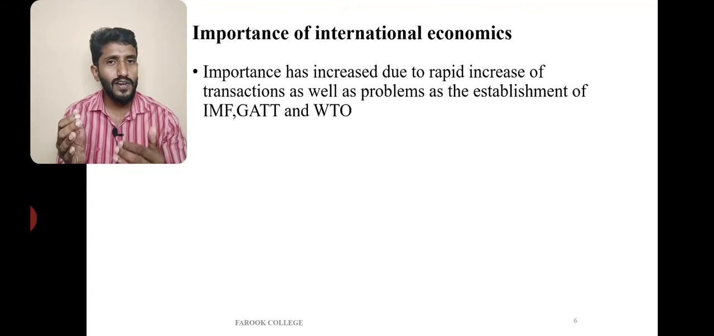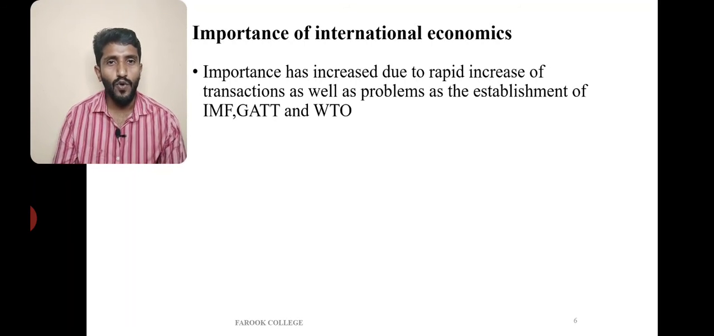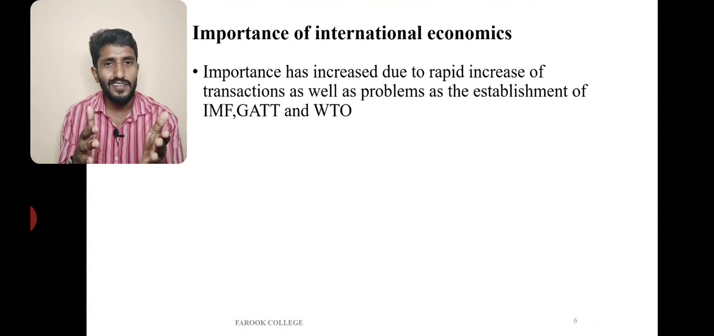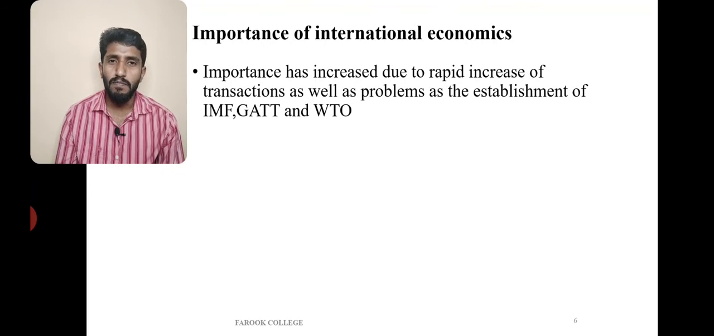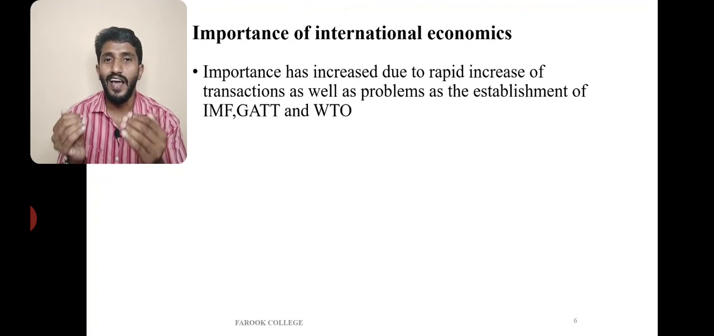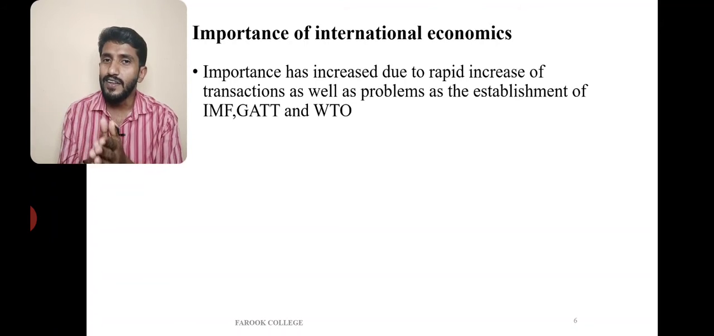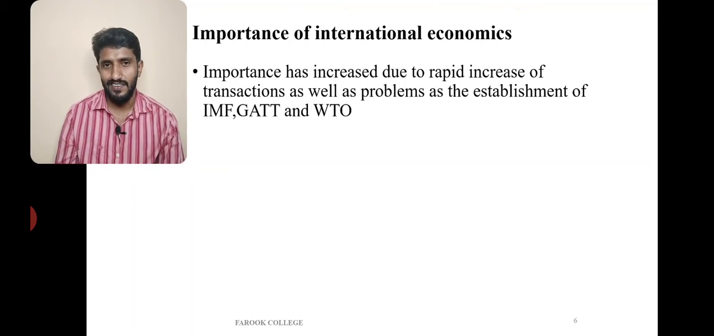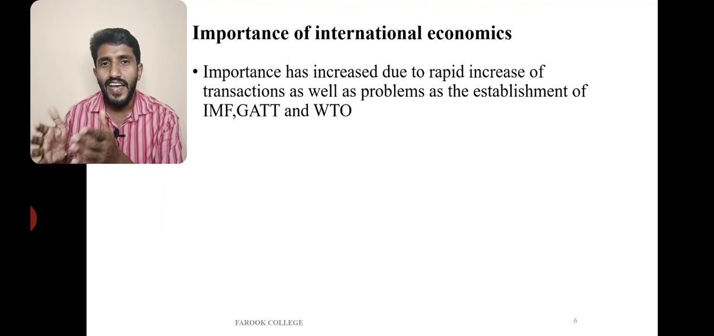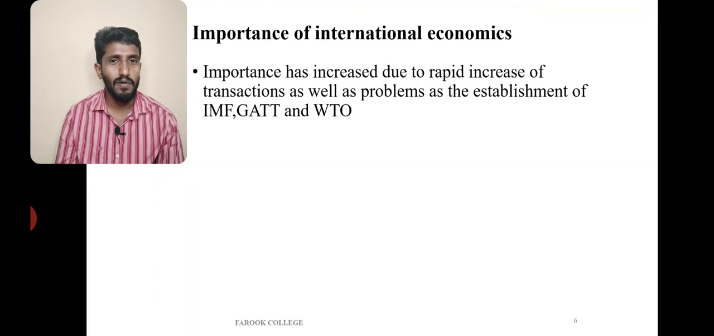Okay, so through the establishment of the IMF and World Bank, and also through the establishment of GATT and the World Trade Organization. What is GATT? Some people might say that GATT is the General Agreement on Trade and Tariff. It is wrong. GATT is the General Agreement on Tariff and Trade. It was signed in 1947. You should remember the date.